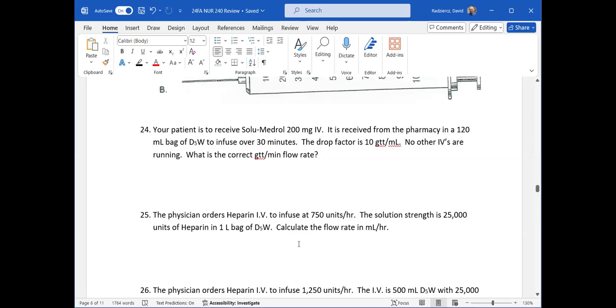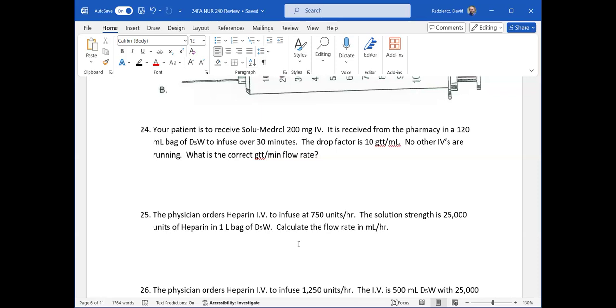All right, so this is one of those questions where there might be a little bit of extra information that you don't need to know. I always like to give you that as a clue. The patient receives Solumedrol 200 milligrams IV. It's received from the pharmacy in a 120 milliliter bag of dextrose 5% water to infuse over 30 minutes. Drop factor is 10. No other IVs are running. What is the correct flow rate in drops per minute?